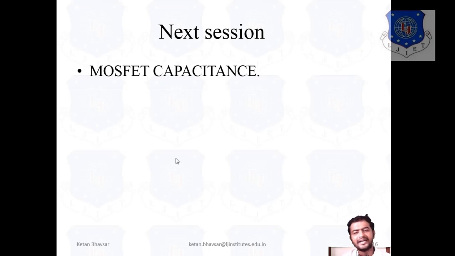So I hope that you are getting an idea about what exactly MOSFET capacitance is, and what exactly full scaling and constant voltage scaling are. I just gave you an overview about MOSFET capacitance, but in the next slide we will talk about MOSFET capacitance in depth.